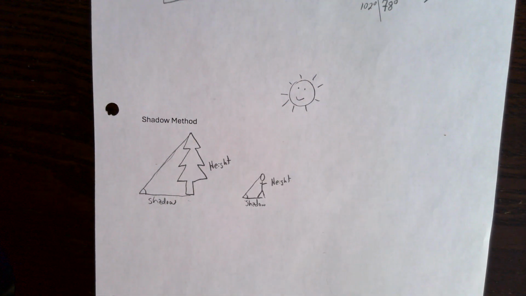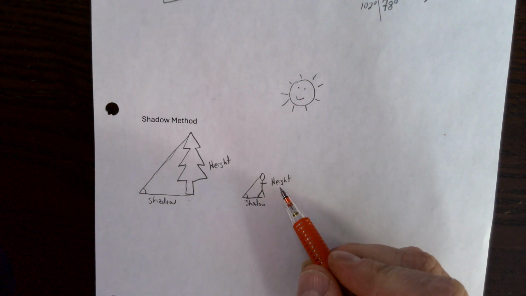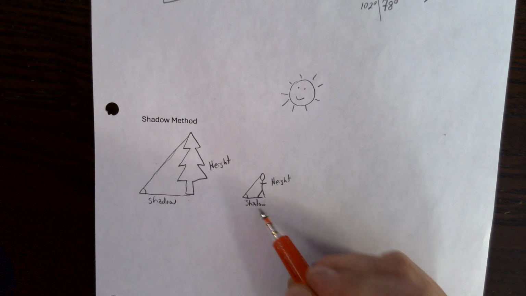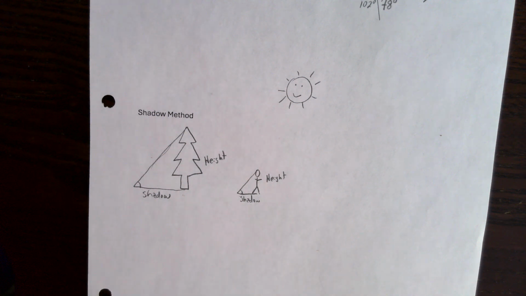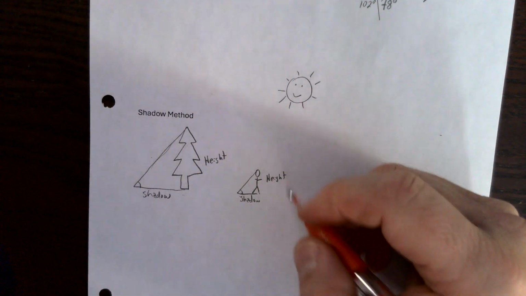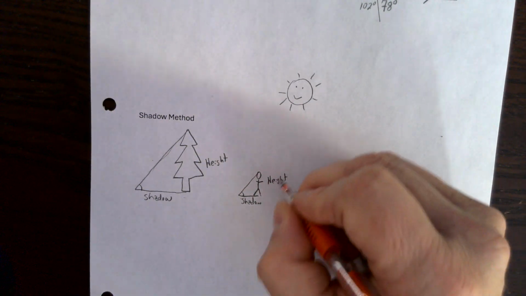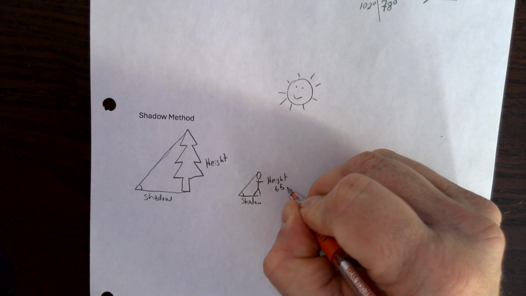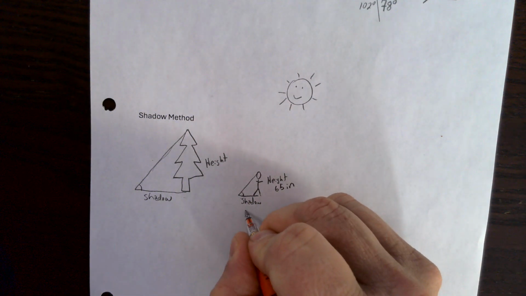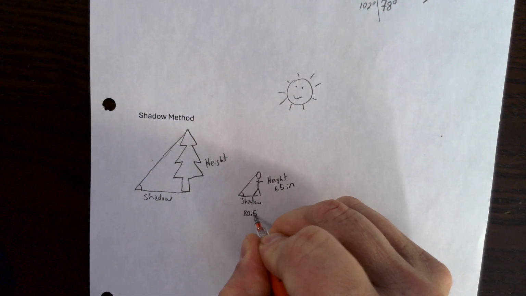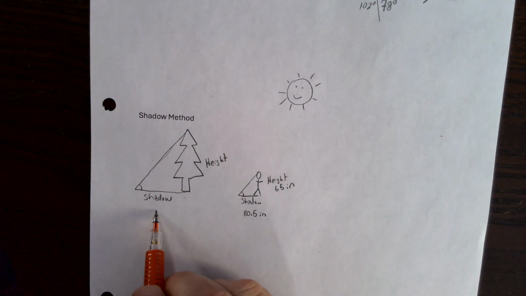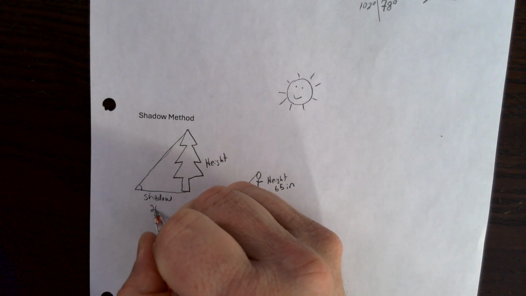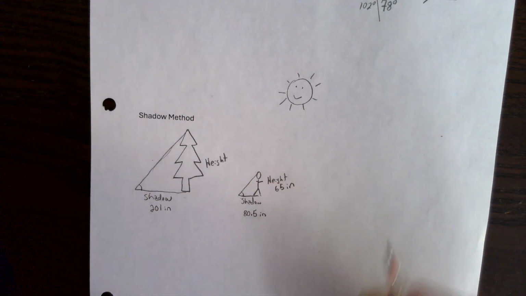So that's what we're going to measure in these cases: we can measure the height of the person and the shadow relatively easy, and we can measure the shadow of the tree relatively easy. And then use that information to find the height of the tree. So let's go ahead and give some values here. Let's say the height of the person was 65 inches, and the shadow was 80.5 inches. And the shadow of the tree, if we measured it, was 201 inches.